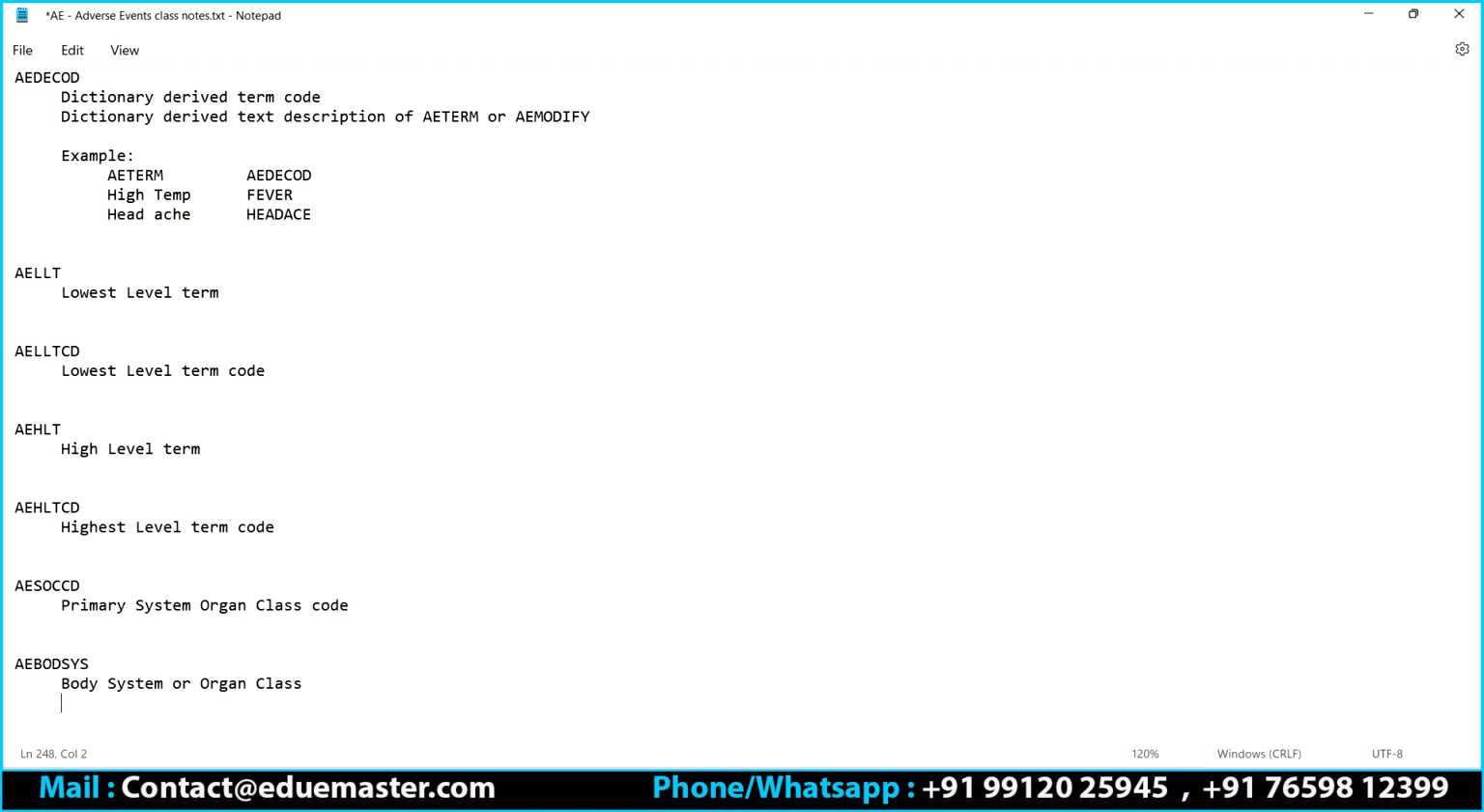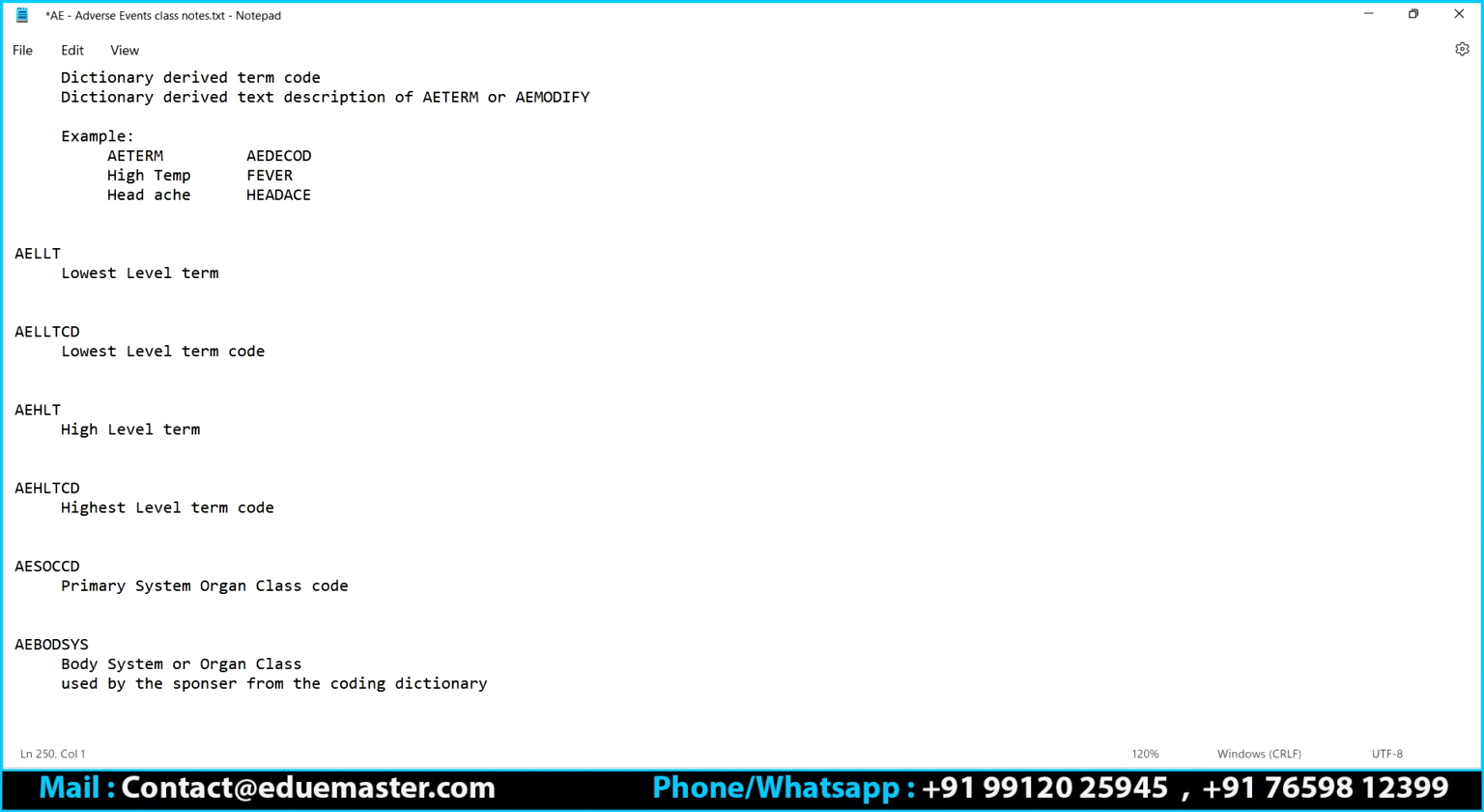But this particular one, who is going to give this or who is going to use this? I can say that this can be used by the sponsor from the coding dictionary directly. The coding dictionary again is going to be a medical dictionary only. This BODSYS is the one which will be directly used by your sponsor from your medical dictionary. But for what purpose?